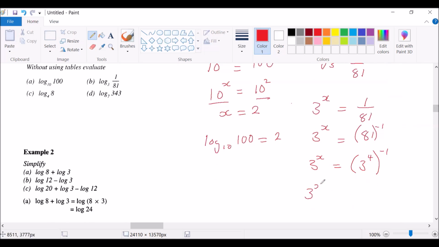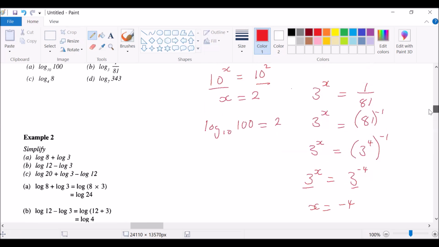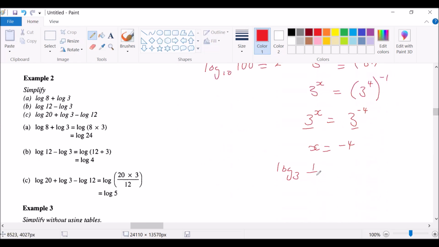So 3 to the x is equal to 3 to the, 4 times minus 1 is minus 4. Since the bases are the same and these two numbers are equal, the powers are equal. So we can say x is equal to minus 4. Now our statement should be log to base 3 of 1 over 81 is equal to minus 4. And that is our answer.